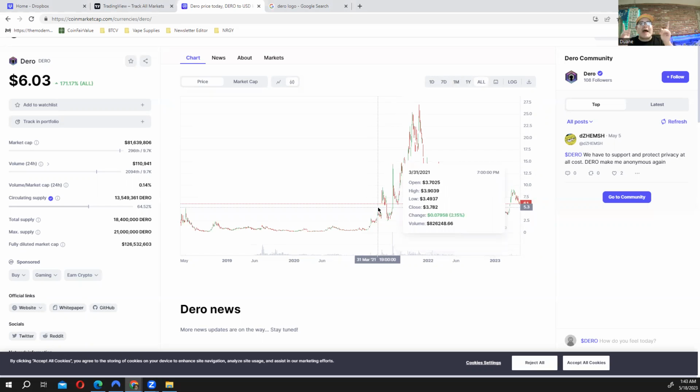So I hope that helps you out. That is my analysis on Dero. It certainly looks like an interesting coin. I do think it has a lot of potential being a privacy coin, but I just don't feel like the big entry point is right yet from a technical standpoint.